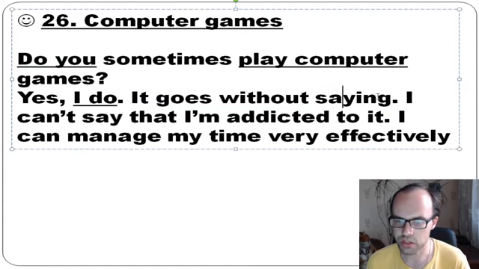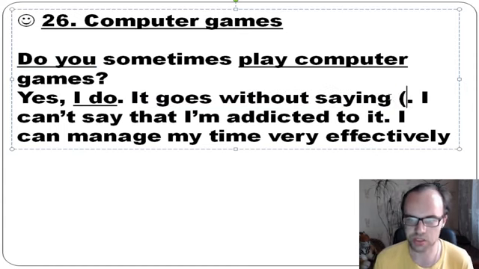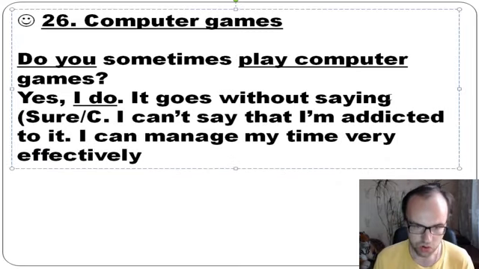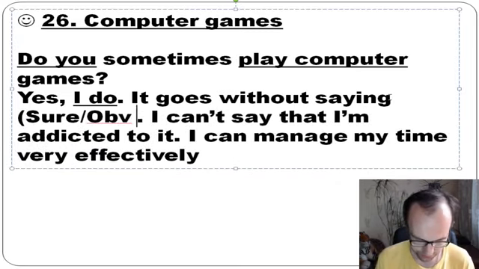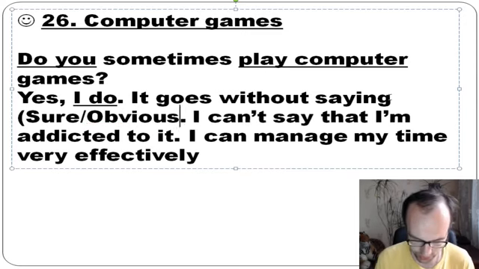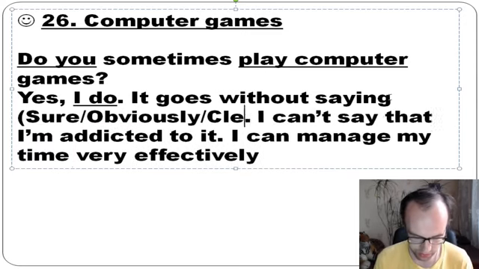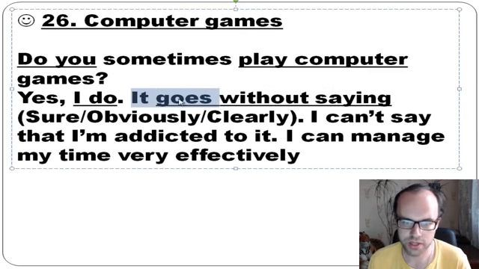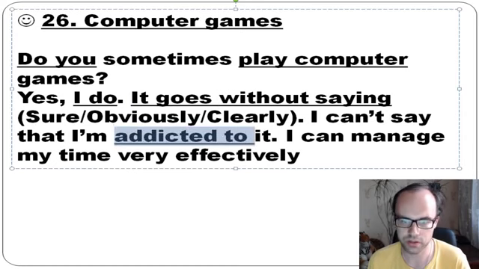So it goes without saying. What does it mean? It's a nice phrase. It means sure, or obviously, or clearly, that's clear, that's obvious. It goes without saying. Nice phrase. I can't say that I'm addicted to it. We talked about it, addicted to something. I can't say that I can't live without it.